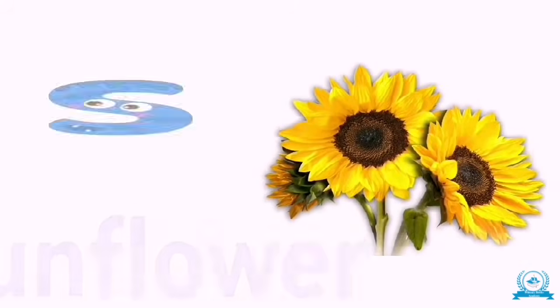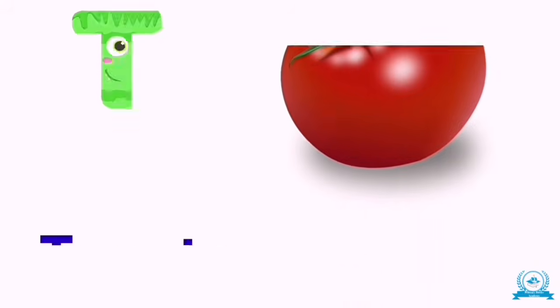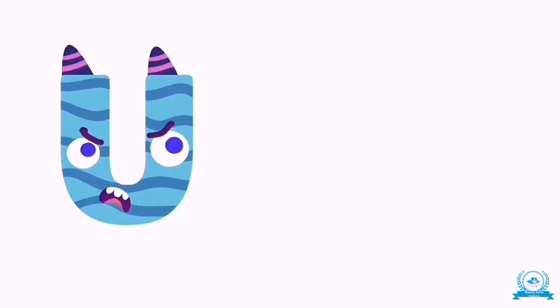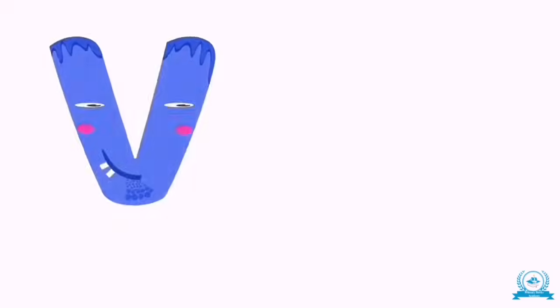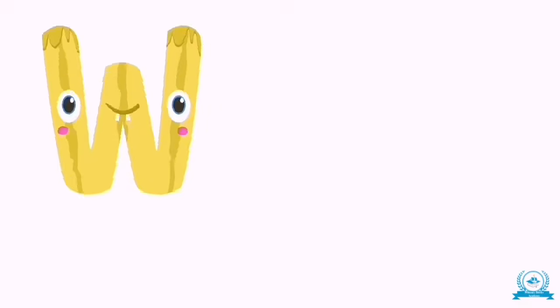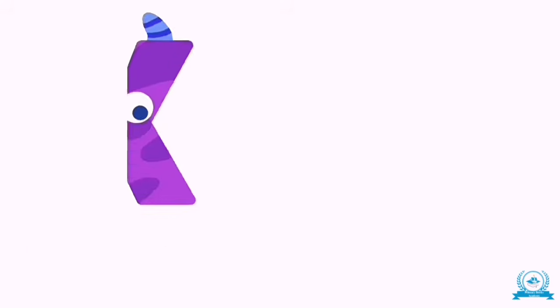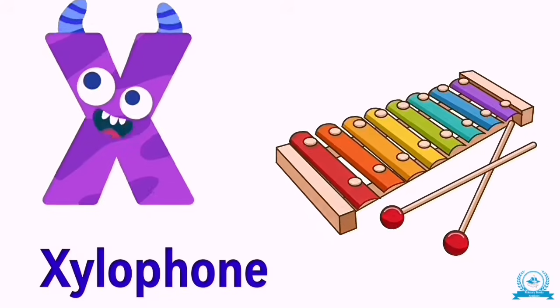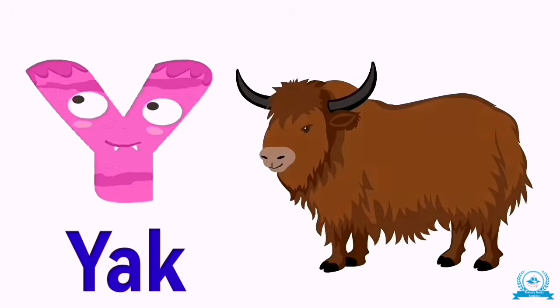S for sunflower. T for tomato. U for umbrella. V for van. W for watermelon. X for xylophone. Y for yak.